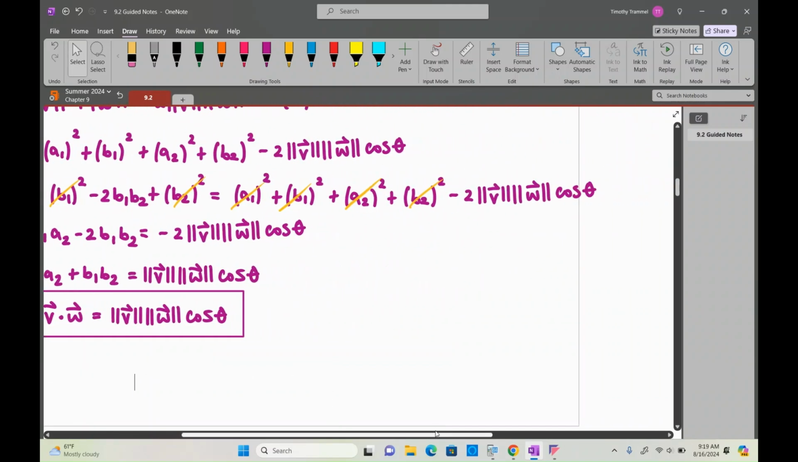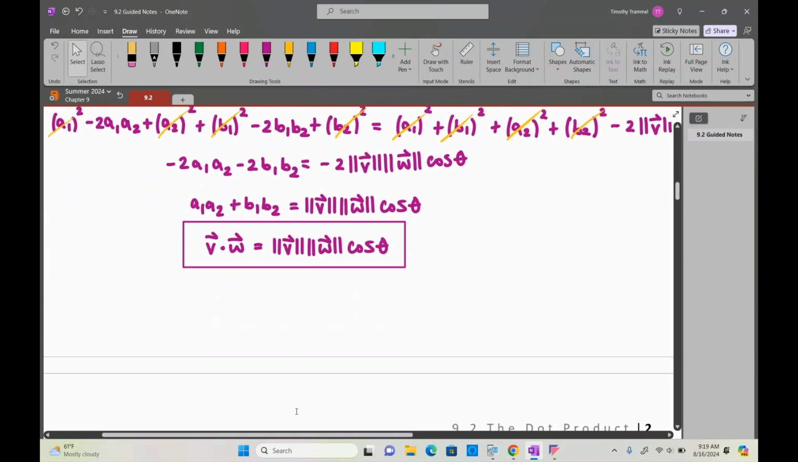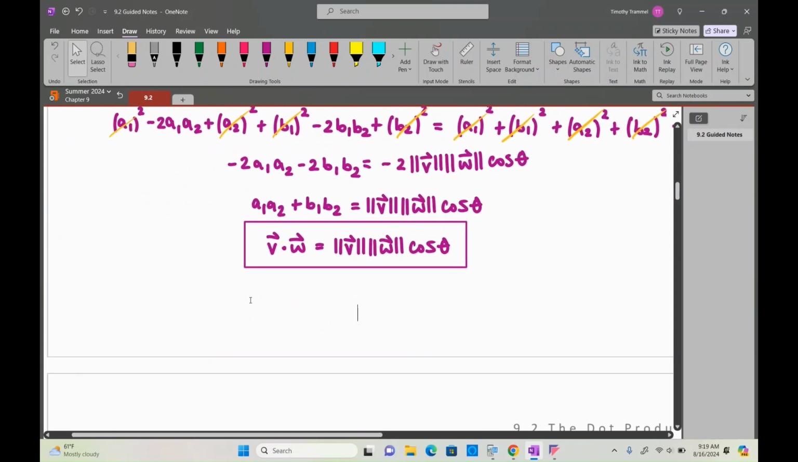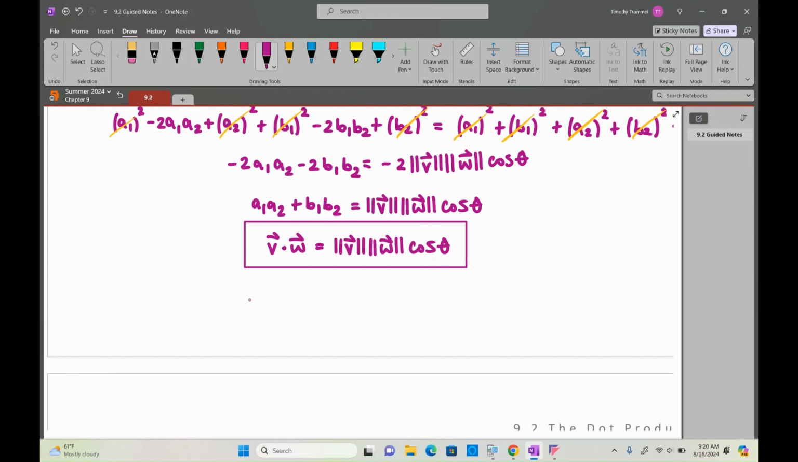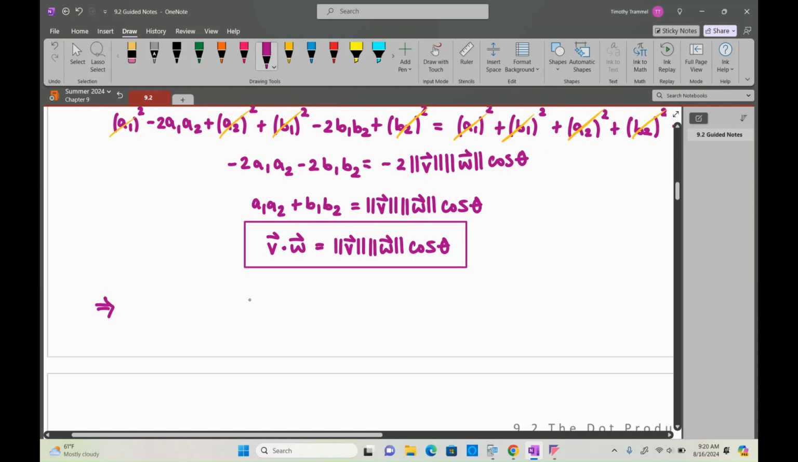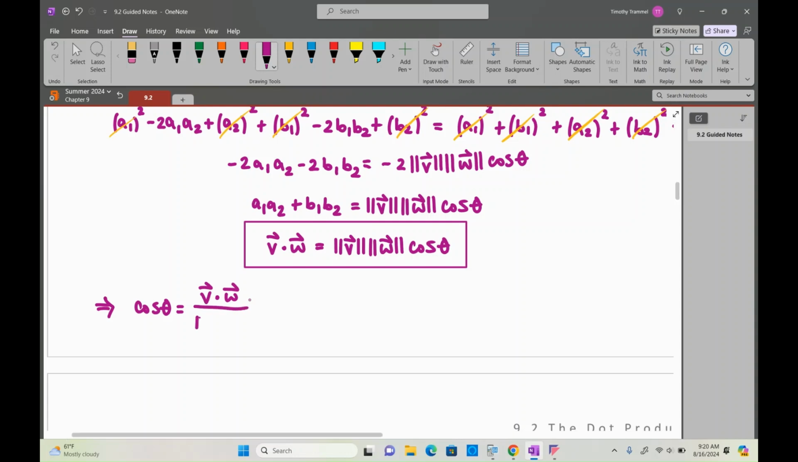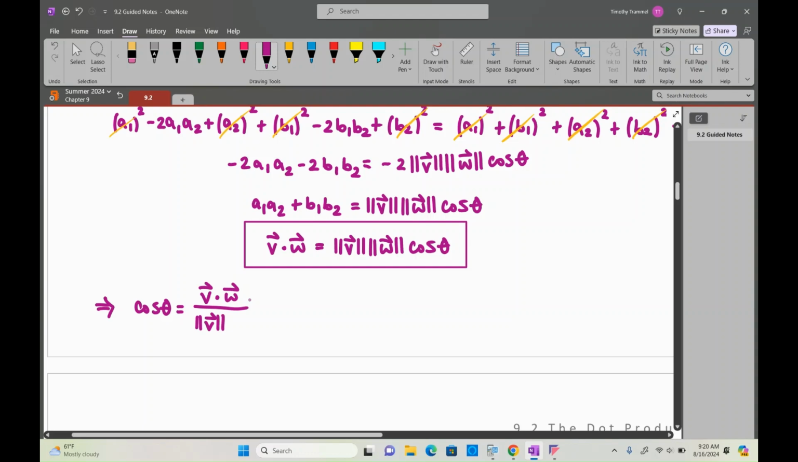I was just debating where I have room to do that. Maybe we'll just finish this up here at the very bottom. To start solving for cosine of theta, I'm going to divide each side by the magnitude of V and the magnitude of W. And so if we do that, we're going to wind up with cosine of theta is equal to V dot W divided by the magnitude of V and the magnitude of W.